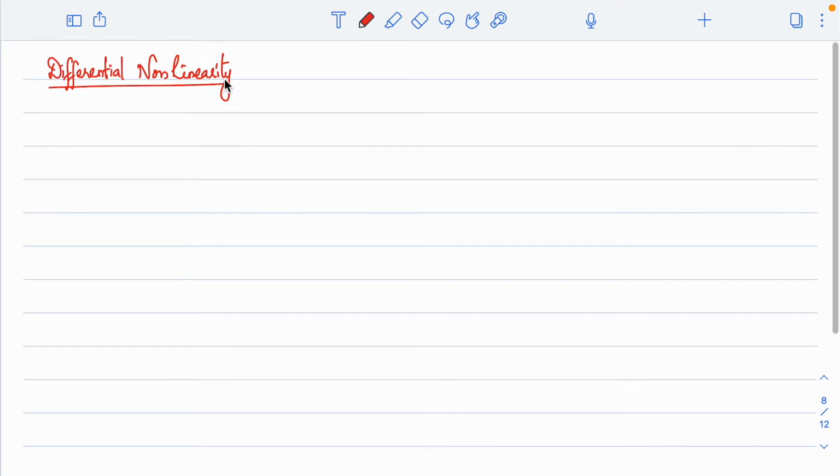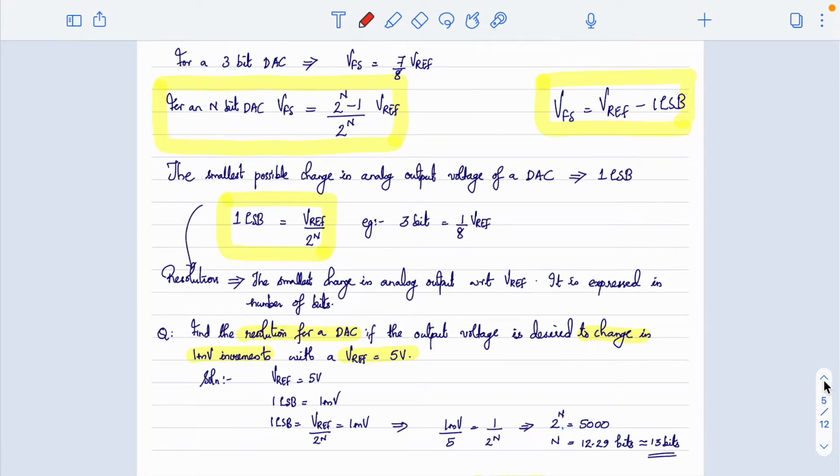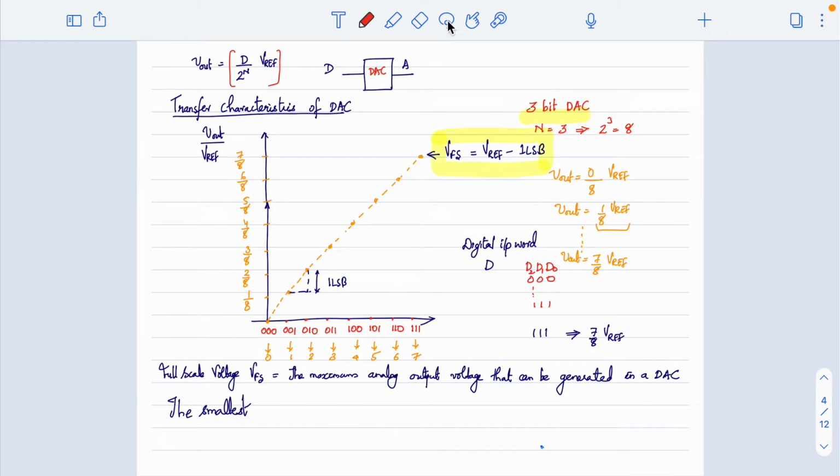Coming back to this differential nonlinearity, that is one of the static specifications of a DAC. We know how an ideal DAC responds. So we are talking about differential nonlinearity with respect to a DAC. So let us take the example of a 3-bit DAC. Let me take the same graph we had yesterday.